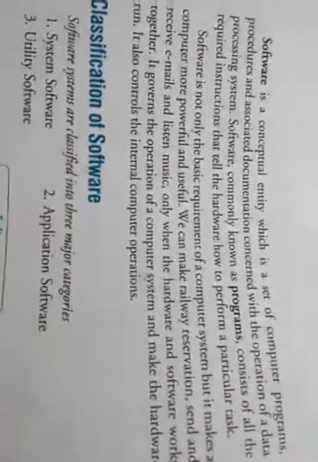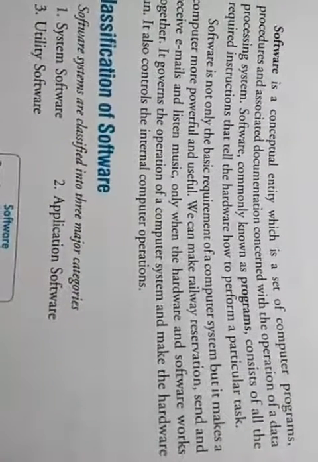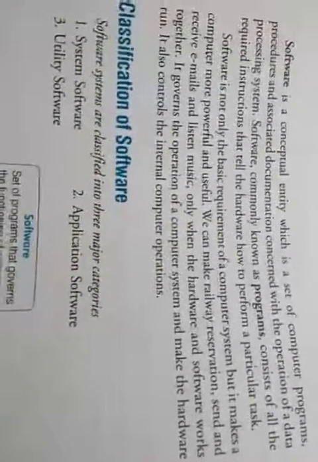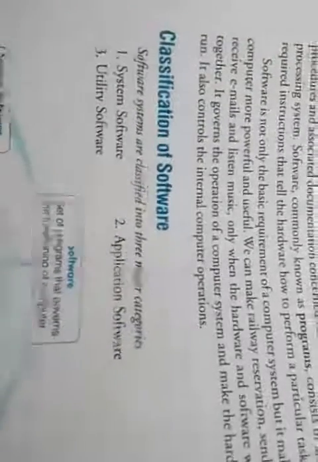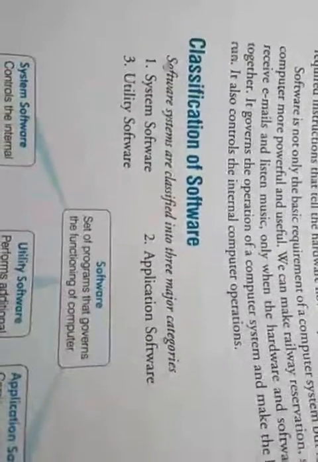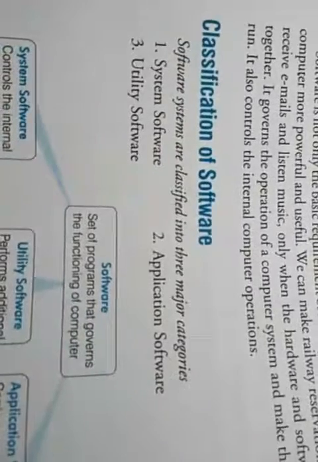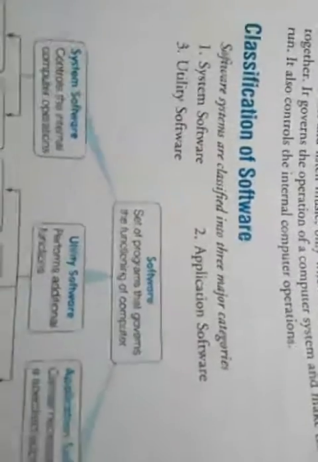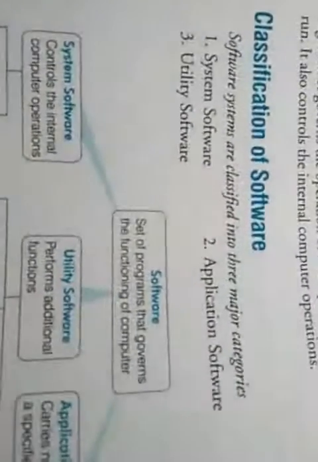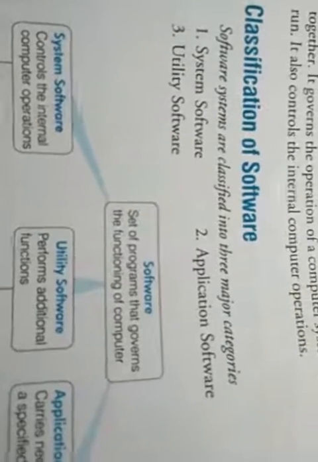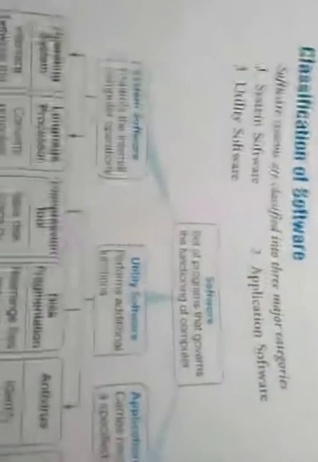Software are the computer programs which are used for a particular task, or we can say a software is a group of programs. There is a major classification of software. There are three categories of software: number first is the system software, second is the application software, and third one is the utility software.